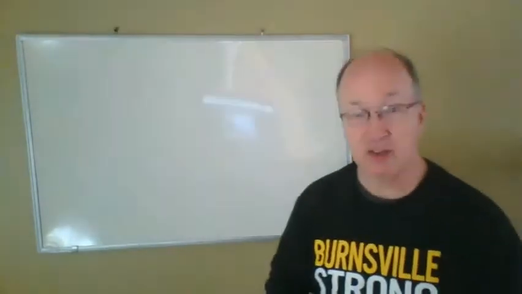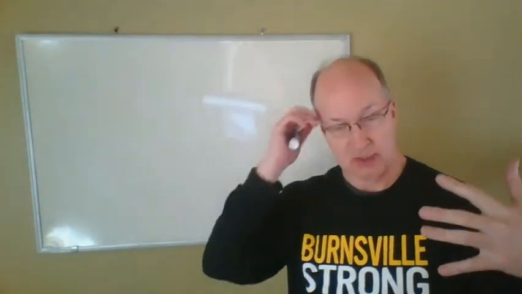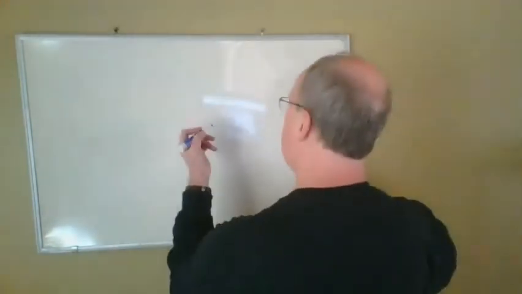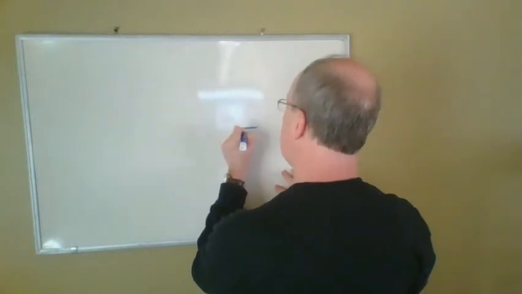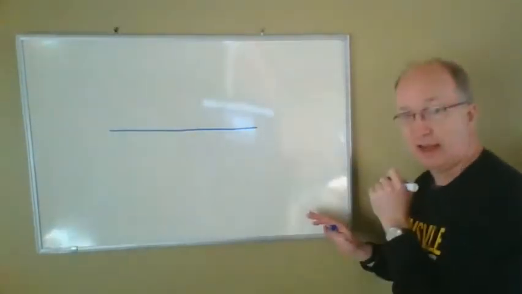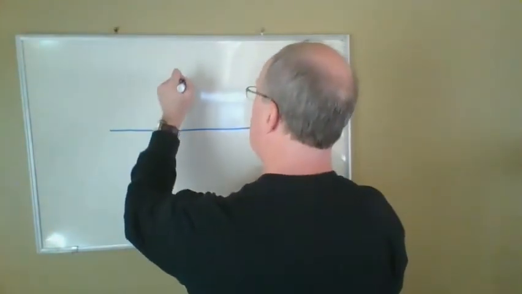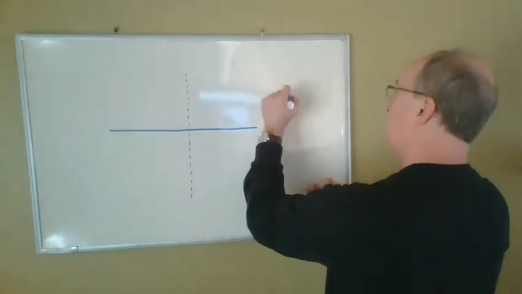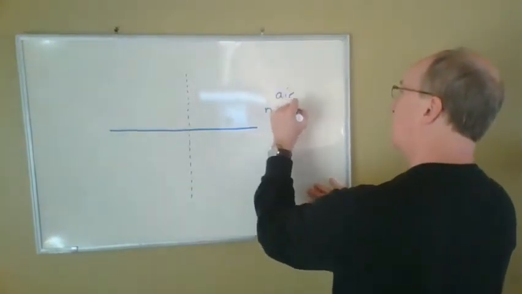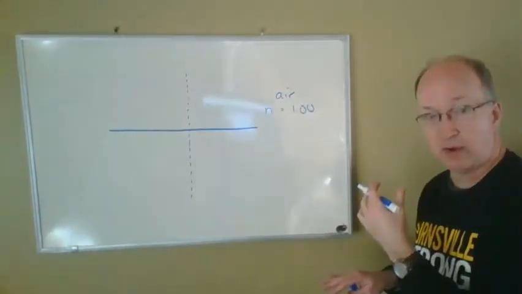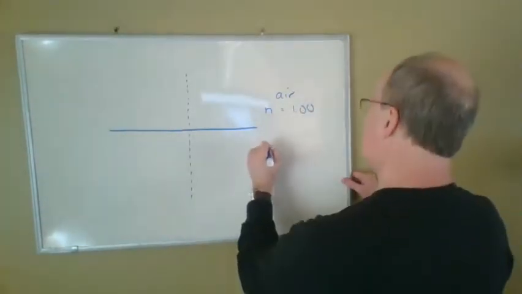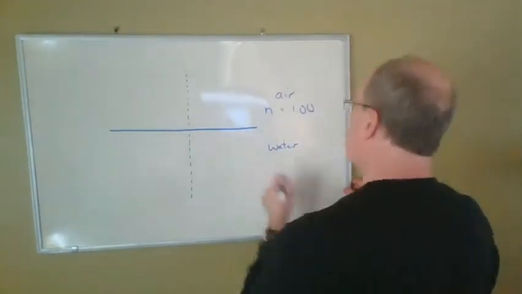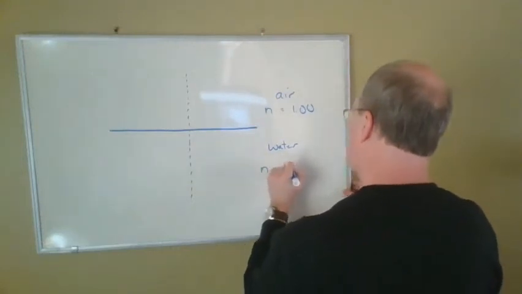Okay, now on the simulation, what I wasn't able to do because of the way the simulation worked was flip it around. Here I'm going to flip it around so it makes sense. Here is my surface. The solid line is always the surface, and the dashed line is always the normal. So up here I'm going to have air, and air has an N of 1.00. The index of refraction of air is 1.00. Down here I have water, because it makes sense to have water below air. Air would be over water. And water has an N of 1.33.